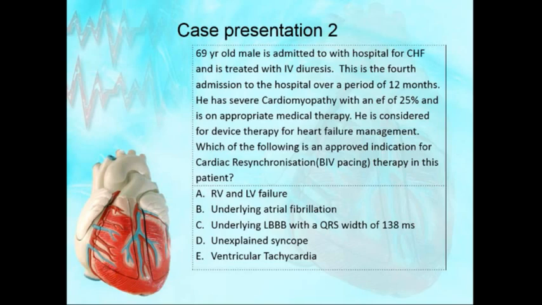A 69-year-old male patient, in hospital for CHF diuresis, fourth admission in the last one year, severe cardiomyopathy, EF is 25 on appropriate medical therapy, is considered for a device therapy for heart failure management. Which of the following is an approved indication for cardiac resynchronization therapy or BIV? This is no longer a cardiology fellow question. This is a classic internal medicine ABIM question.